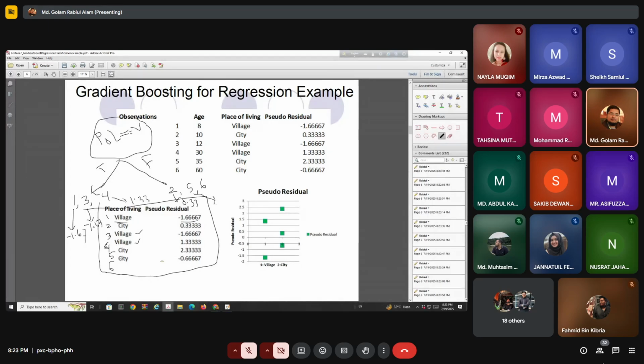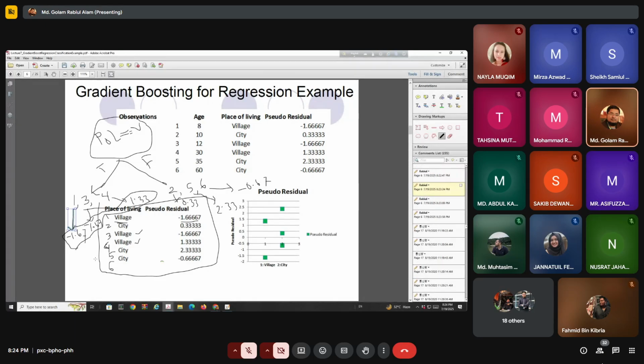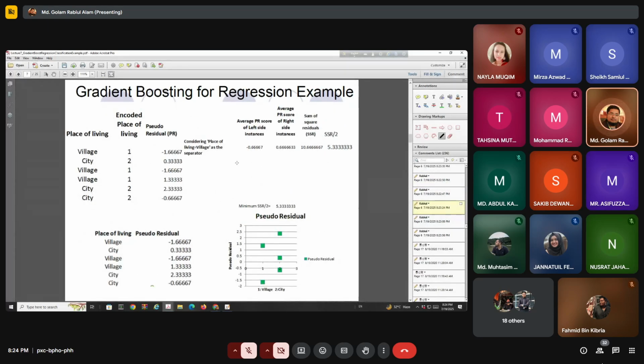And then for 5 it is 2.33, so here is the 2.33. And for 6 it is negative 0.67. So now we have to find the average of the left side instances. You can see the average of these three values, and we have to find the average of these three values also for the right side instances. Okay? The average you will get for the left side is negative 0.67, and the average for the right side you will get is positive 0.67.